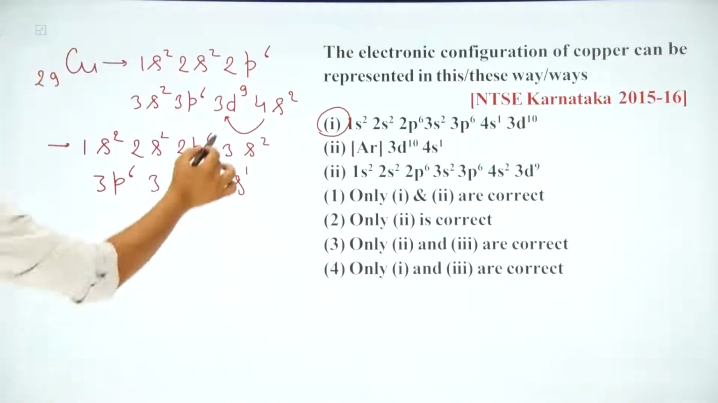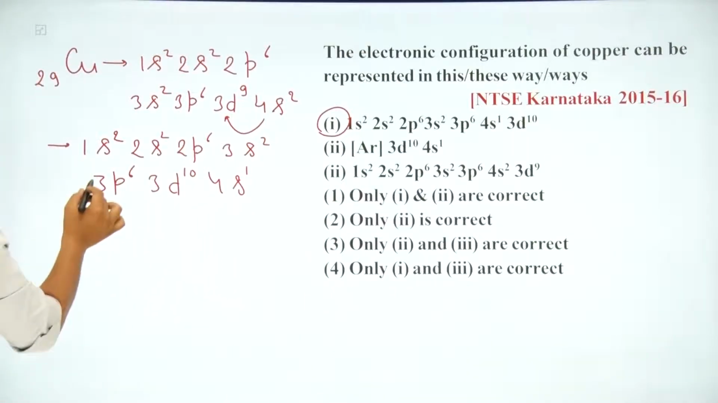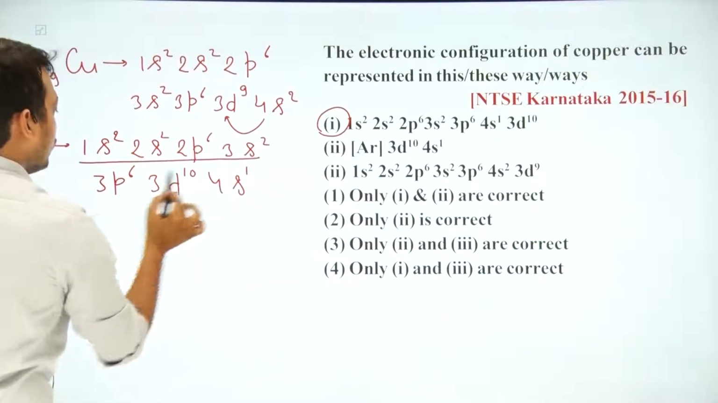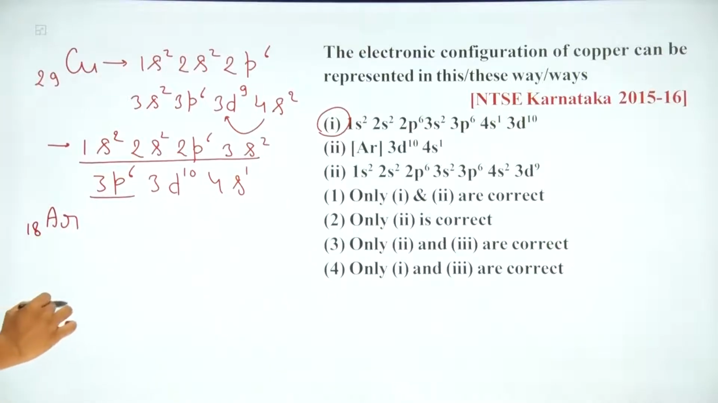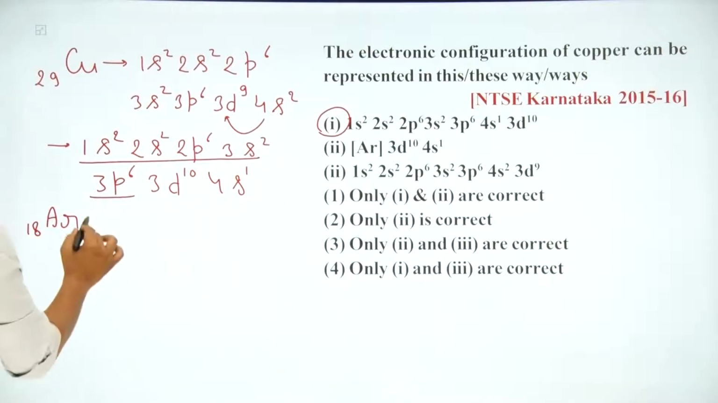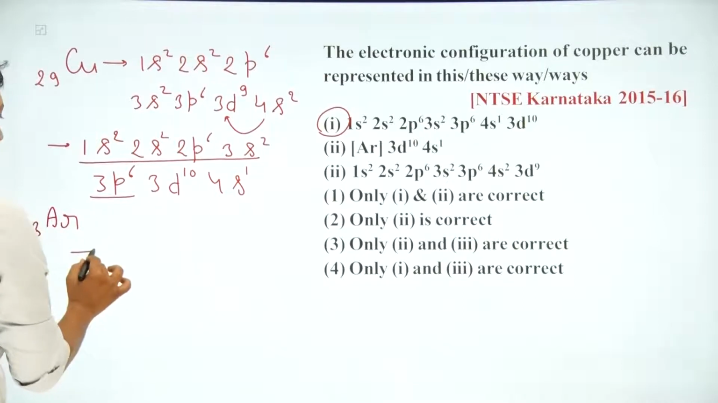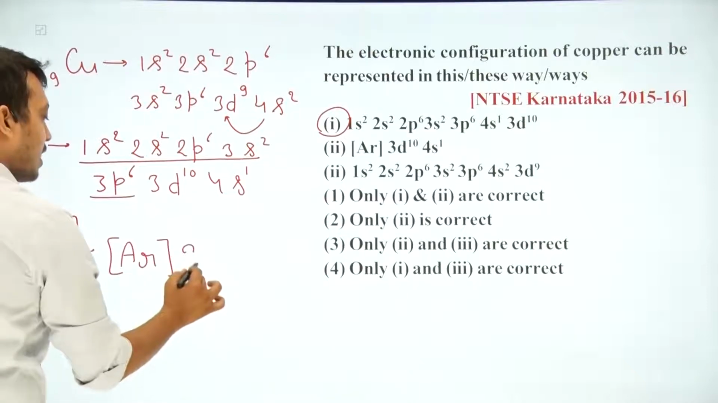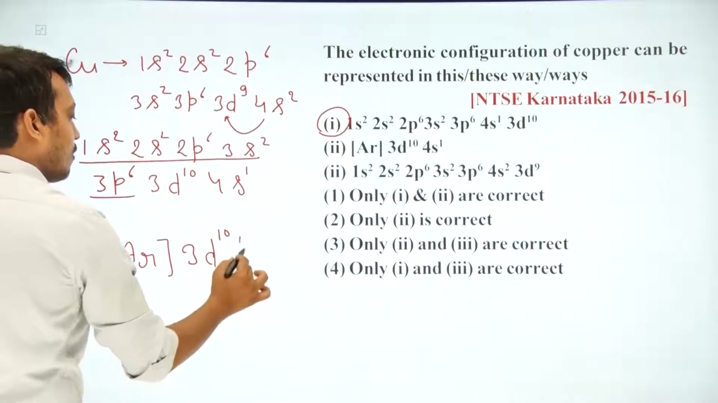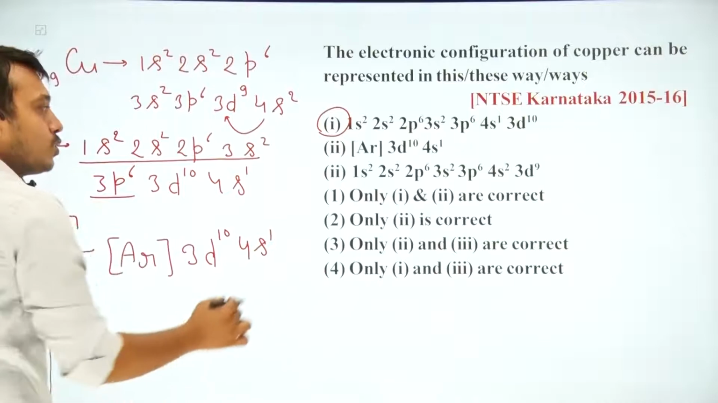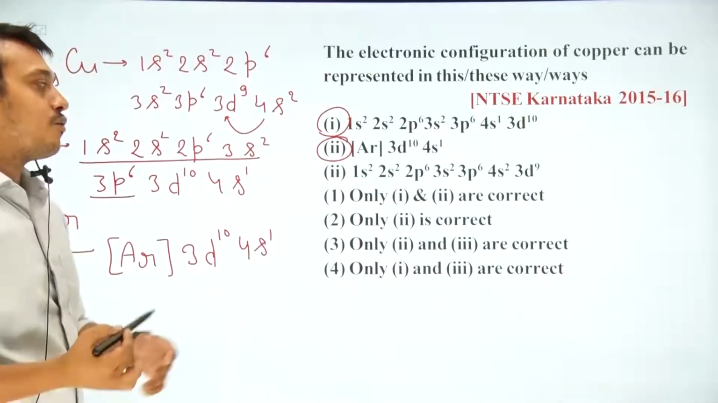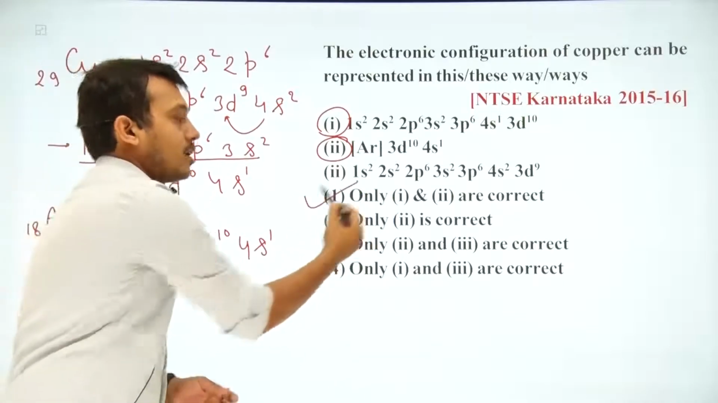And about the second option, second part, argon. Argon has the atomic number 18. So basically up to 3p6, these are in combined form, also called argon. So this is right as argon. And finally this is 3d10, 4s1. So second one is also correct. So the correct option for this question is option number 1.